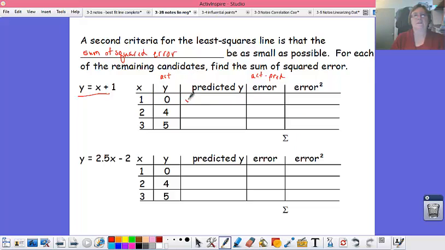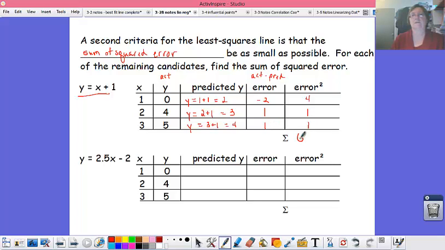So when x is 1, then y would equal 1 plus 1, or 2. 0 minus 2 is negative 2, and negative 2 squared is 4. When x is 2, y will equal 2 plus 1, or 3. The error there, 4 minus 3 is 1, and 1 squared is 1. When x is 3, y is 3 plus 1, or 4, and the actual y was 5, so the prediction error is 1 again. 5 minus 4 is 1, and 1 squared is 1.